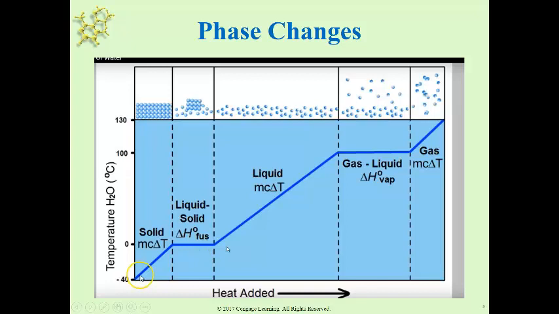This occurs at zero because that's the freezing point of water. And this occurs at 100 degrees C because that's the boiling point of water. You can see from the cartoon pictures here that this enthalpy of vaporization requires that we break these intermolecular forces, in this case, between water molecules. Remember that this is just a heating curve for water. There are different heating curves.